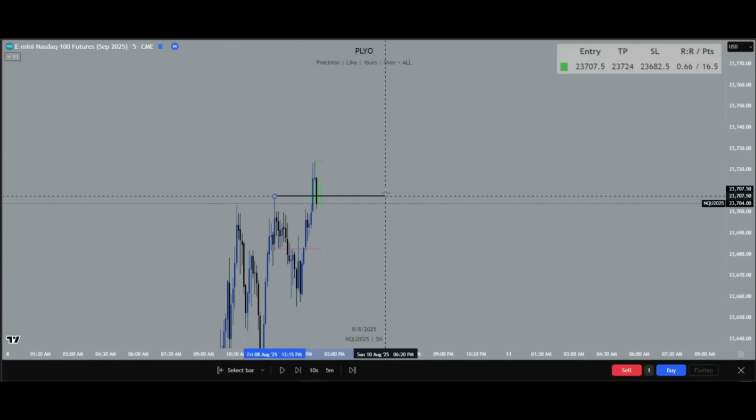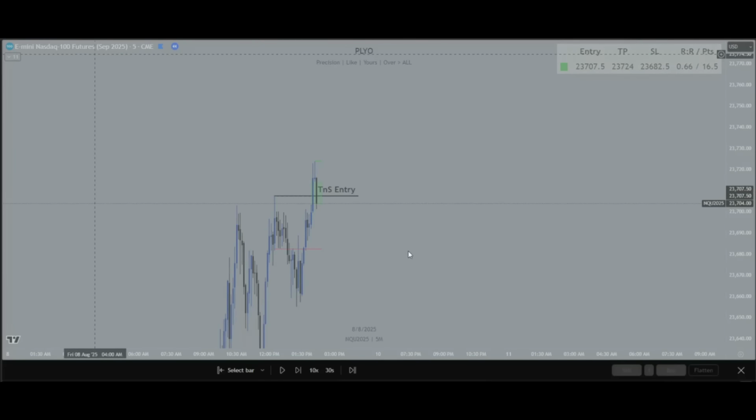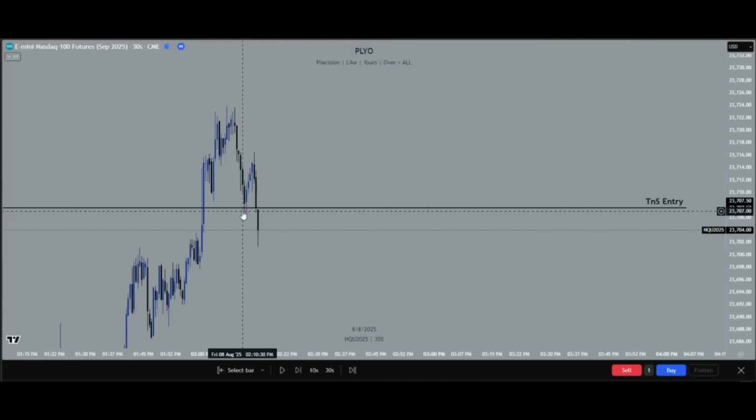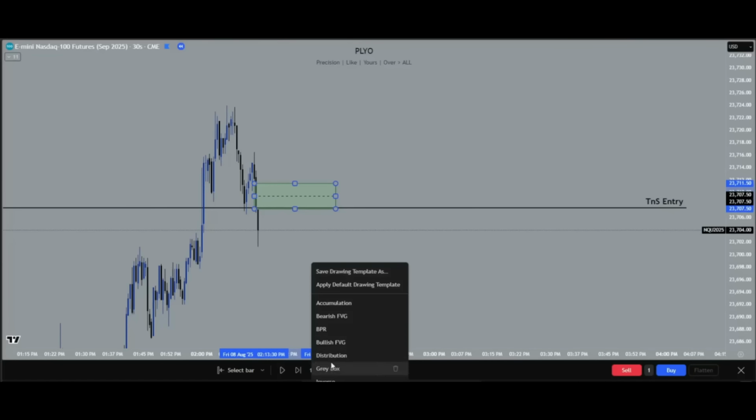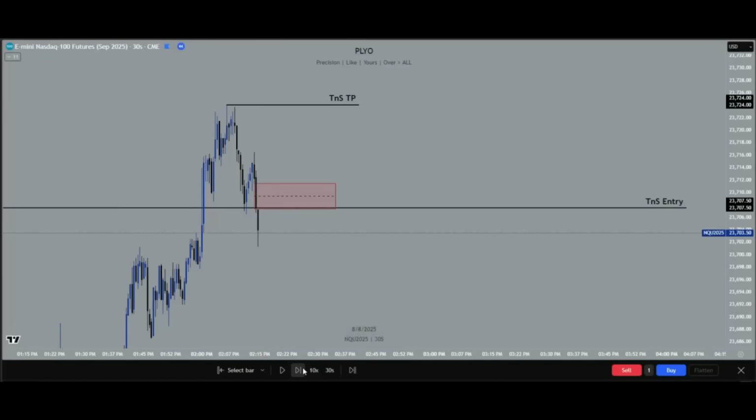This is a version 1 long. So we got the TNS entry here. Let's go down to the 30-second and see what we see. It looks like we tapped into this TNS entry. We did pump up a little bit, but we didn't get the inverse. We then drop down again and we get a big bearish FVG. Now this would be a very nice inverse if we got it, because it's right alongside the TNS entry. So this would be our TNS TP. Let's see if we get the inverse back up.